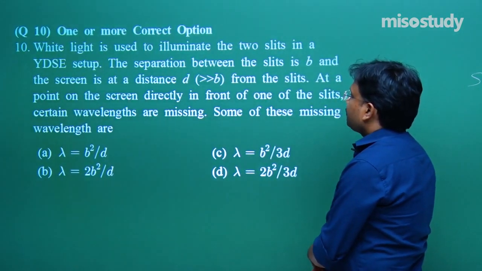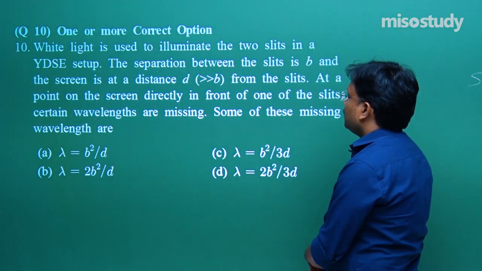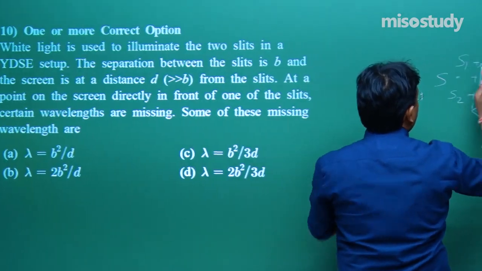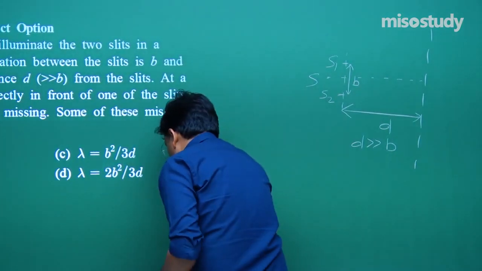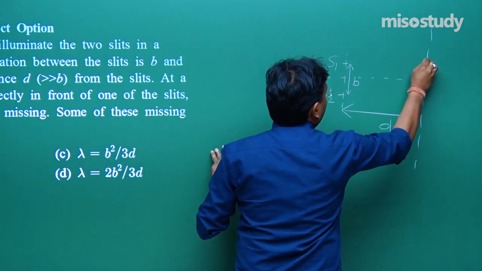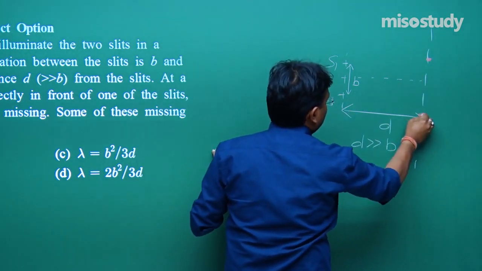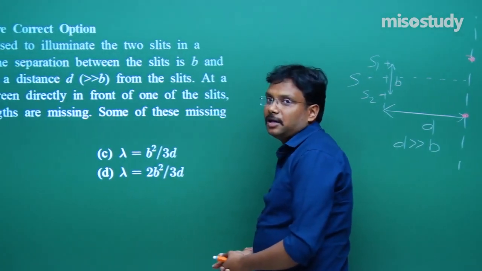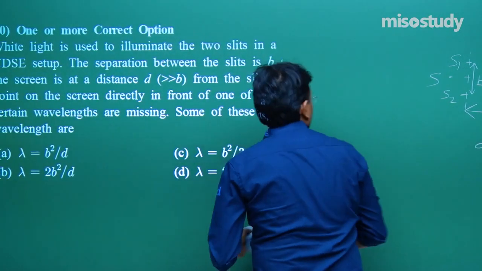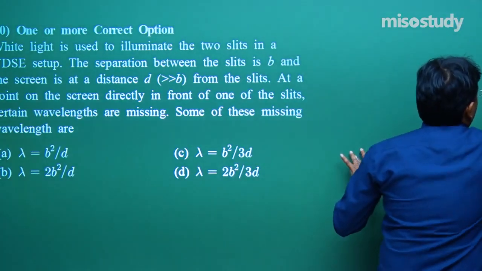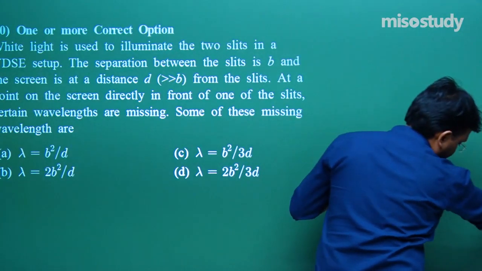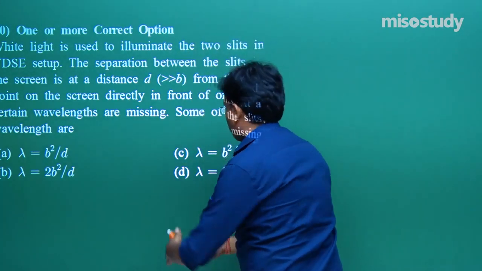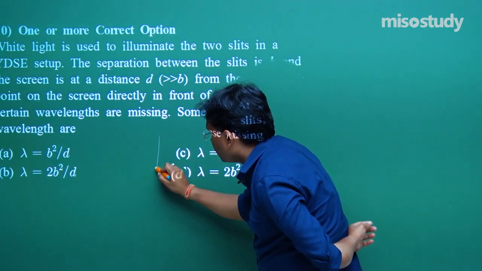At a point on the screen directly in front of one of the slits, certain wavelengths are missing. Some of these missing wavelengths are. Now, which point is directly in front of the slits on the screen? This point and this point. These are 2 points. I hope the diagram is clear to all of you. So, now I will rub the diagram and will show you how you can calculate. Symbolically, let me show you the diagram.